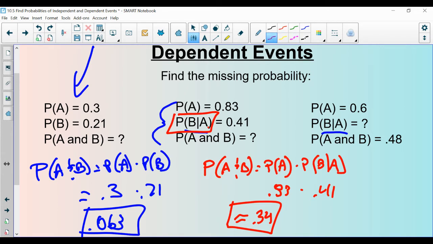This last example, it's not really more difficult. We just kind of have to solve for an x because this is our unknown. That's the thing that we're trying to solve for. It's going to use the same formula, but it's going to be 0.48 is going to equal 0.6 times x. Just solve for x, so divide both sides by 0.6. 0.48 divided by 0.6 is 0.8. So probability of B given A is 0.8.